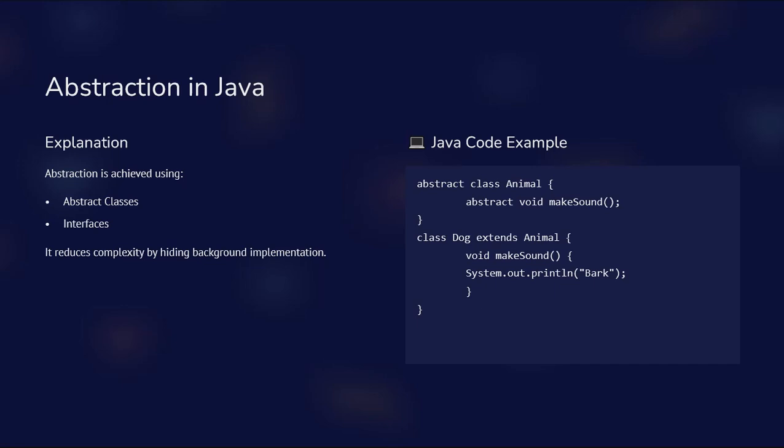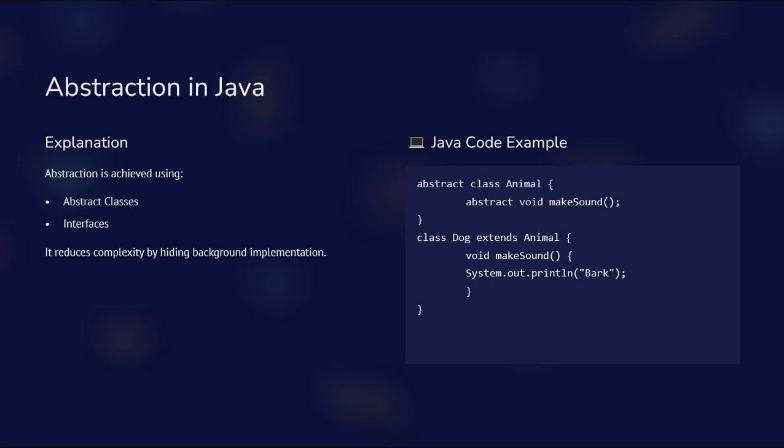It reduces complexity by hiding background implementation. Java code: here is an abstract class Animal, and it has one abstract method. You cannot create an object of an abstract class. Also, in an abstract class, if you are creating an abstract method, then there will be no body part for that method. So here, class Dog extends what? Animal. Now, void makeSound is a method that is overridden by the Dog class from your Animal class.